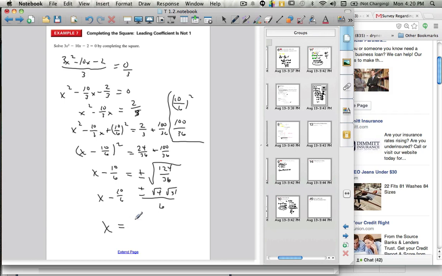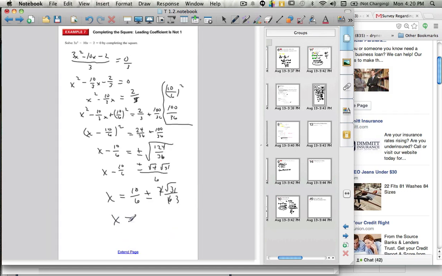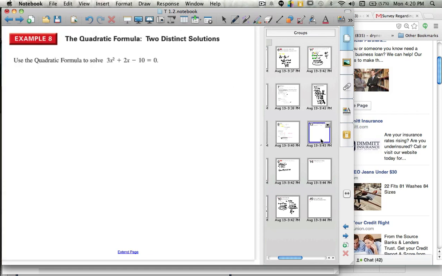And if I add 10 sixths to either side, I'll have 10 sixths plus or minus 2 root 31 over 6, which could be simplified to just be root 31 over 3. Okay, a little complicated. And this actually can be simplified to be 5 thirds as well. 5 thirds plus or minus root 31 over 3. Okay, quite a few steps in that particular case.